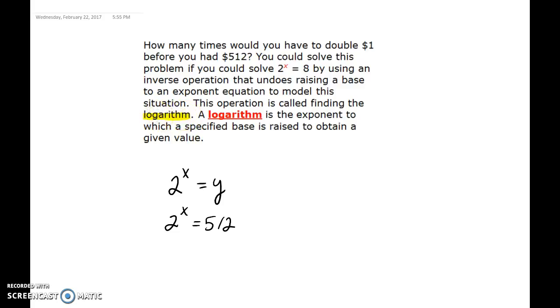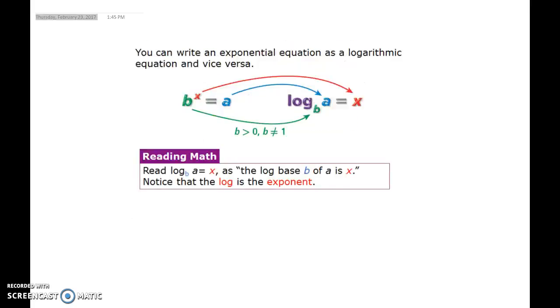All right? A logarithm is the exponent to which a specific base is raised to obtain a given power. So what we will have to do then is we will have to rewrite this as a logarithm. And we know that the logarithm is the inverse to the exponential equation. So you might ask yourself, well, how do we rewrite this as a logarithm? So in order to do that, we have this picture here. All right, so here is our exponential equation. B raised to the x power is equal to a. Now remember, B stands for base.